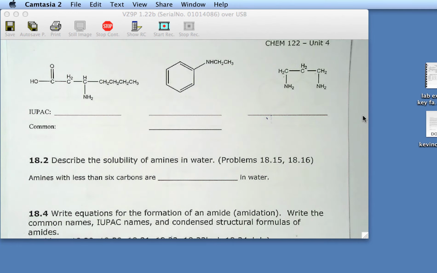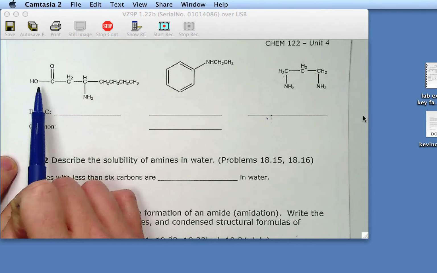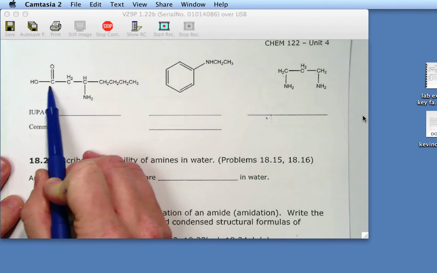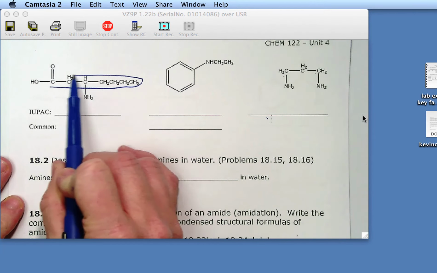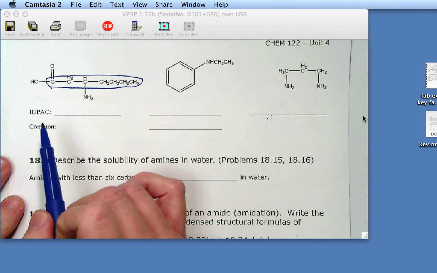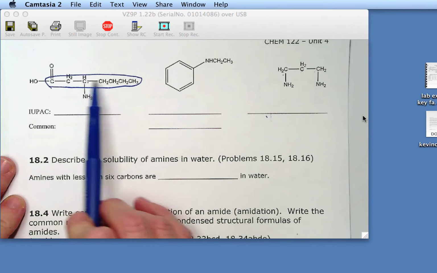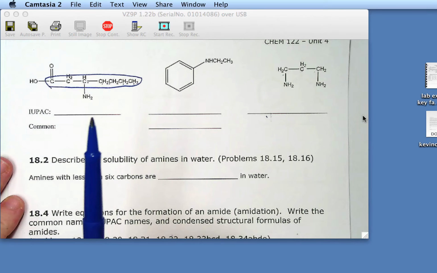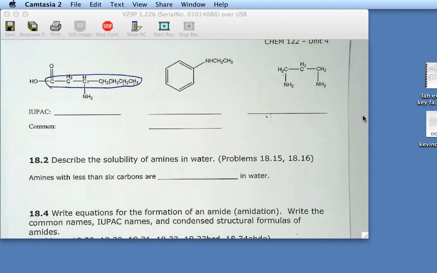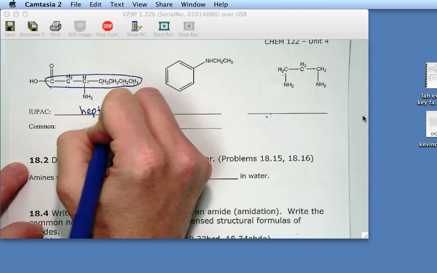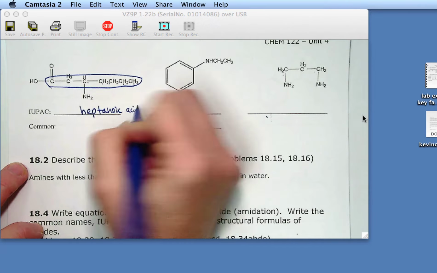So that has one ester. Now, is it an ester? No. Because it's a carboxylic acid. 1, 2, 3, 4, 5, 6, 7. So what's the ending for carboxylic acids? Heptanoic acid. Good. Do I need a number? No.